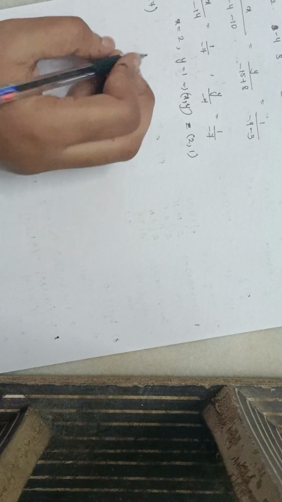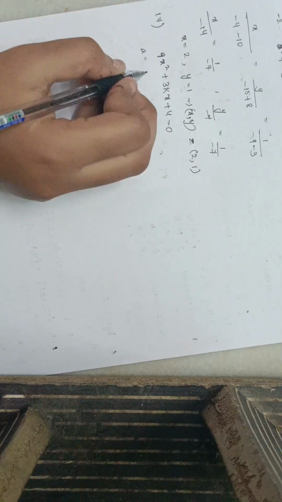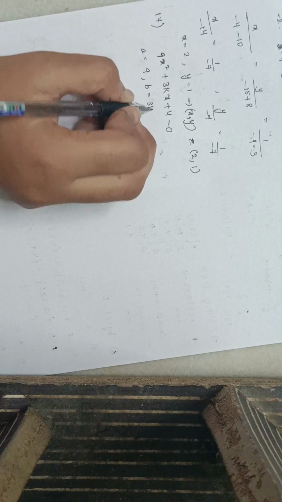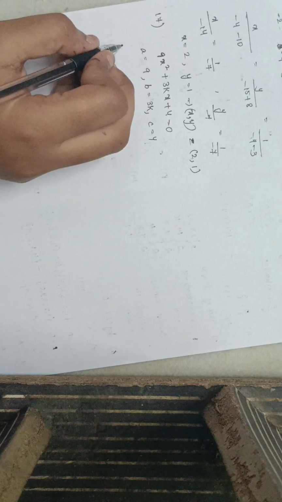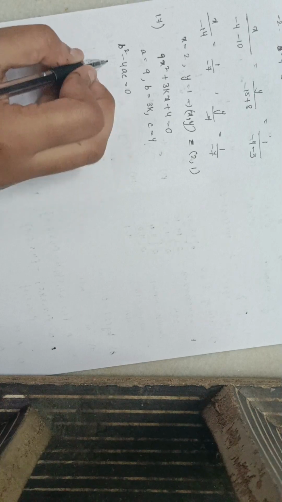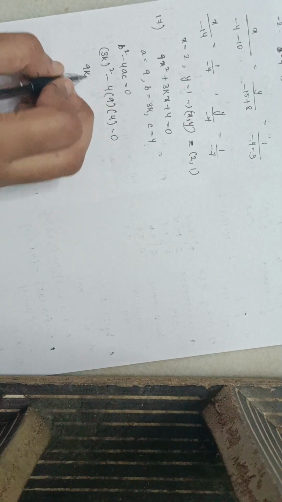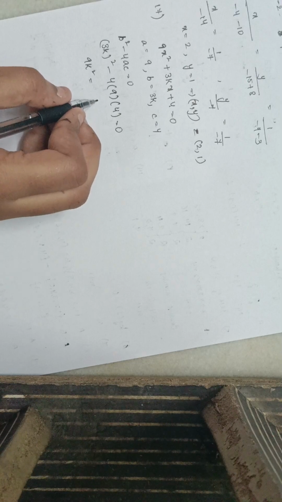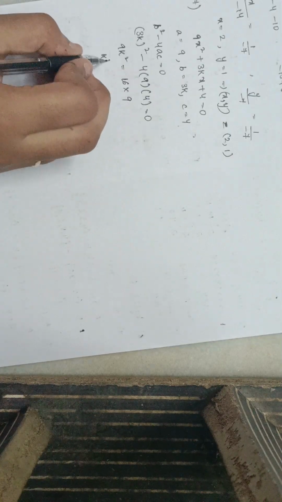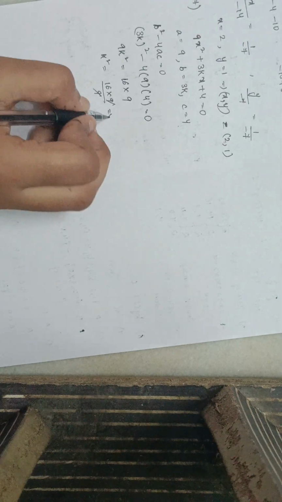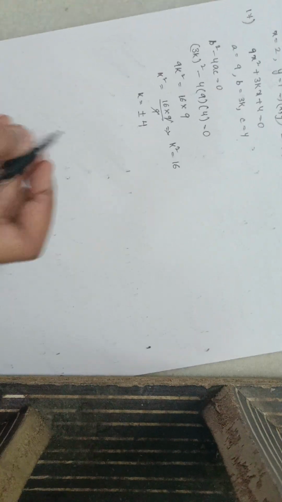For what value of k does the quadratic equation 9x square plus 3kx plus 4 equals 0 have equal roots? From this given polynomial equation, a equals 9, b equals 3k, c equals 4. The question asks for equal roots, which means b square minus 4ac equals 0. The b value is 3k, so 3k square minus 4ac equals 0. 9k square equals 16 into 9, so k square equals 16 into 9 by 9. 9, 9 cancel, that means k square equals 16. k equals plus or minus 4. So the value of k is plus or minus 4.